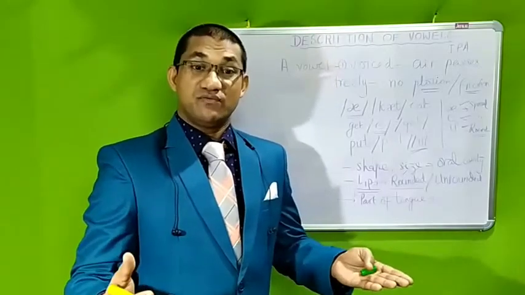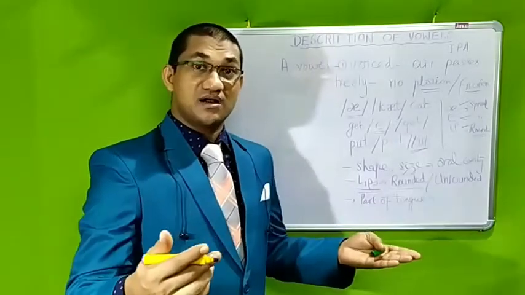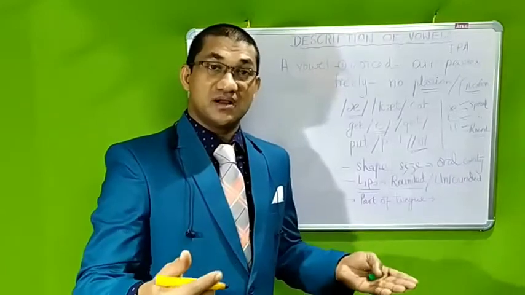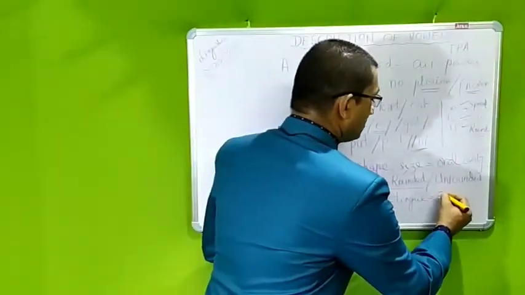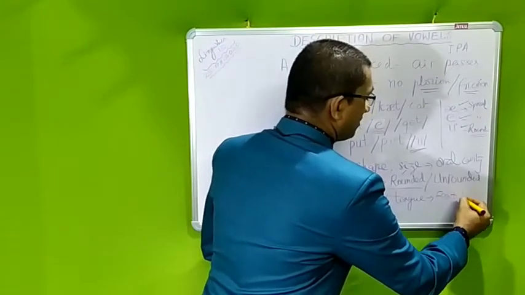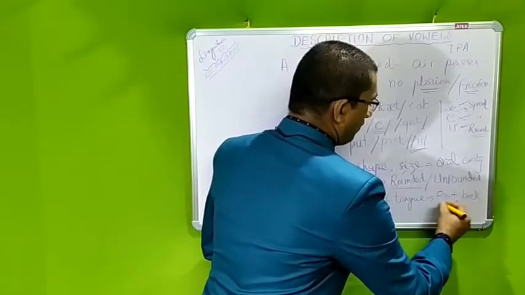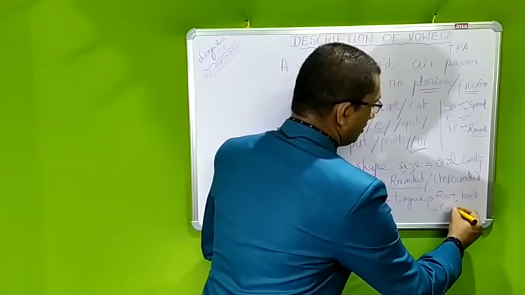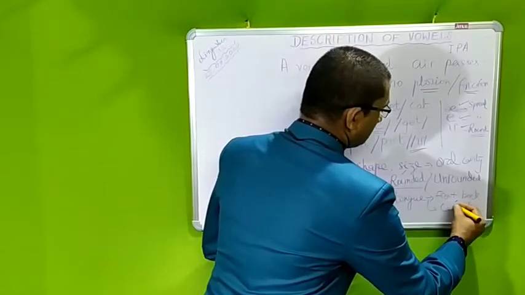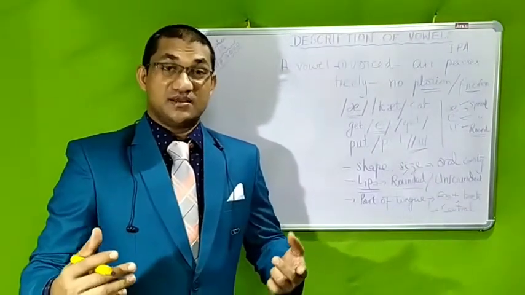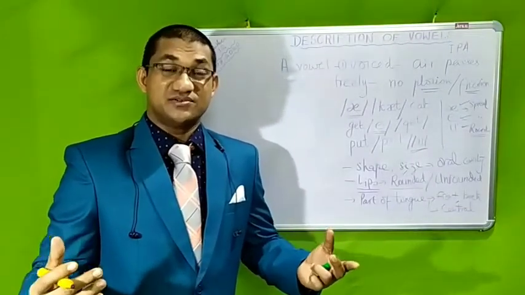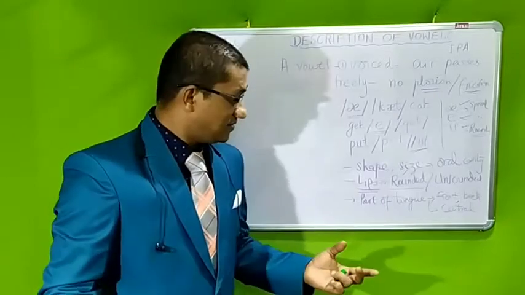Sometimes we would be using the back of the tongue. Sometimes we are using the front of the tongue. Sometimes we are using the center of the tongue. So based on whether it is the front, the back, or the central part of the tongue, the vowel's nature differs from one phoneme to another.